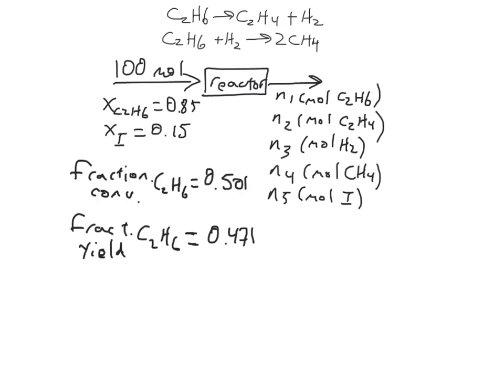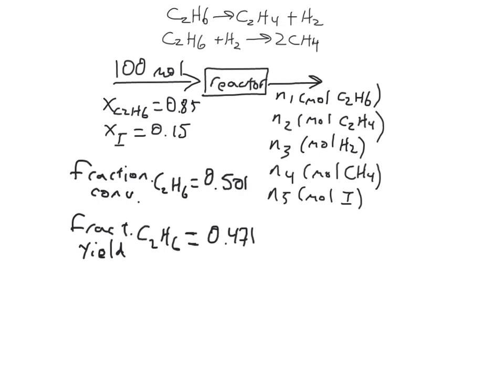Given in the problem statement is that we have 100 moles coming into our reactor, and we're given some mole fractions. We know that the mole fraction of C2H6 is 0.85, and the balance is 0.15 of inerts. We don't know what the inerts are. They could be argon, they could be nitrogen. It's just some species that's not participating in the reaction. So it's a mixture, again, of C2H6 and the inerts.